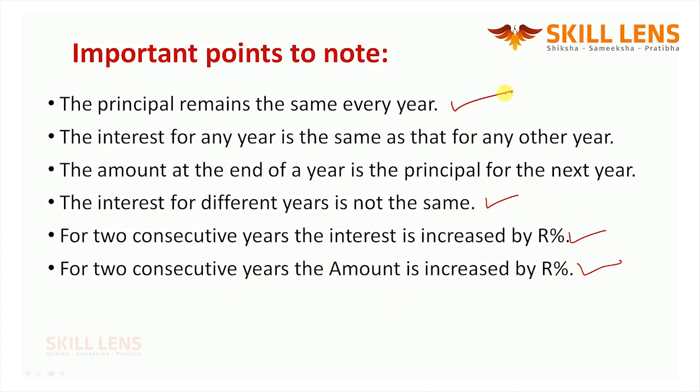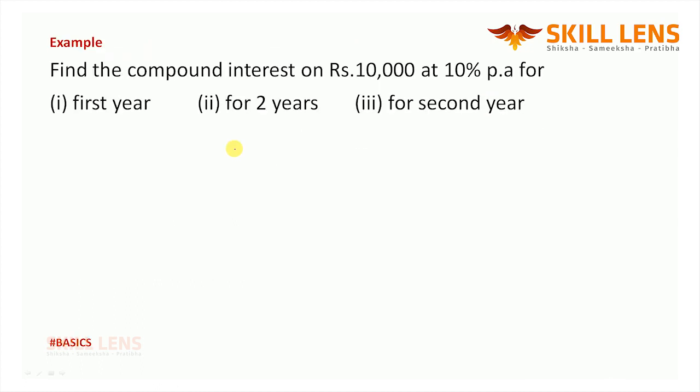In simple interest, every year the principal was same. Here in simple interest, every year the interest is also same. But in compound interest, every year the compound interest is not same. Why is it not same? Because your principal will keep changing every year. So this you need to understand, and by using these points, we will solve so many questions in compound interest. These points are very, very important.